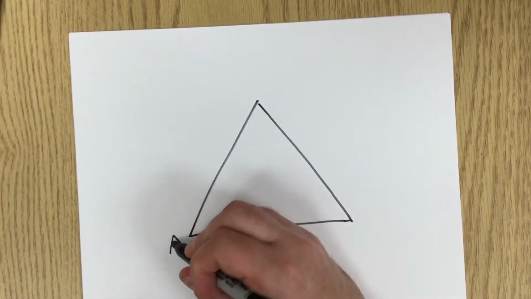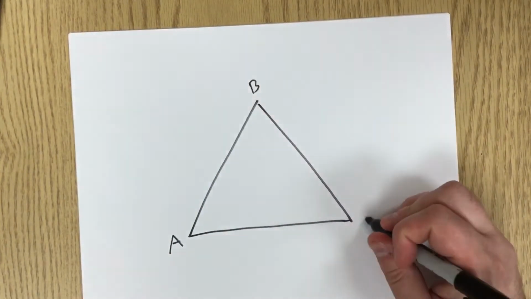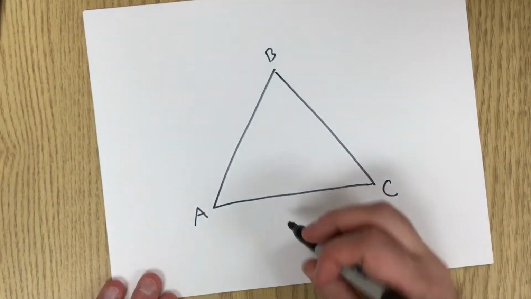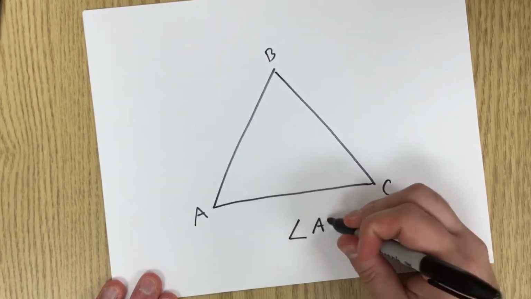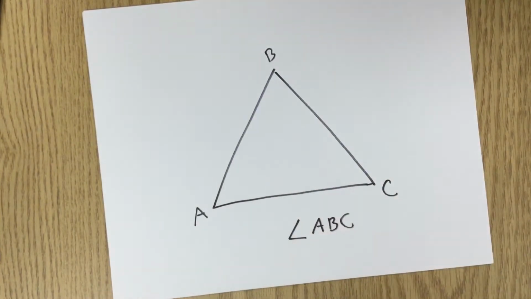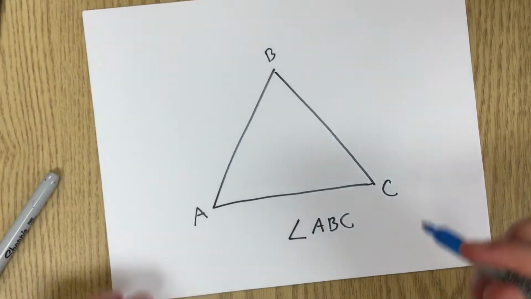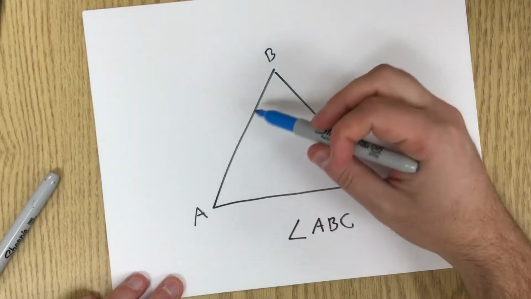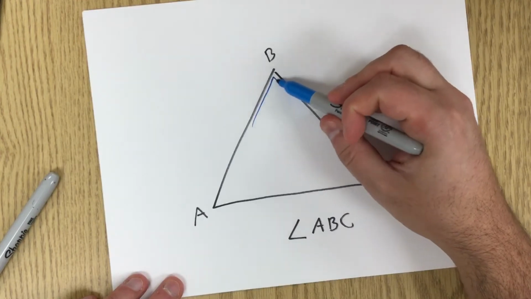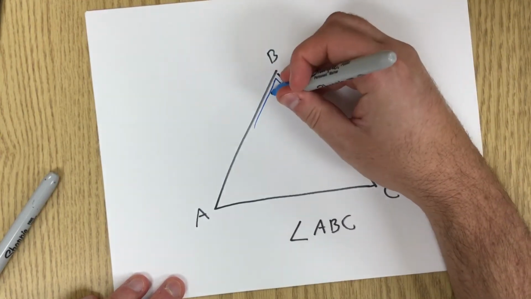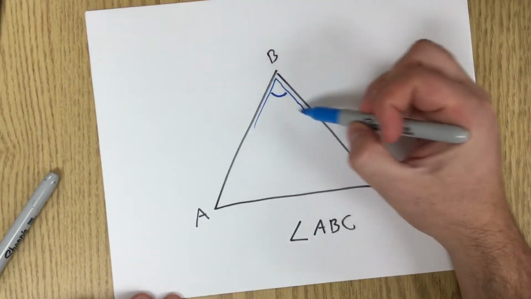So let's say we have ABC, and I might write it like this. And what this means is that we are talking about angle ABC. Angle ABC means this angle over here, A to B to C, and so it's this angle over here. So this angle is angle ABC.